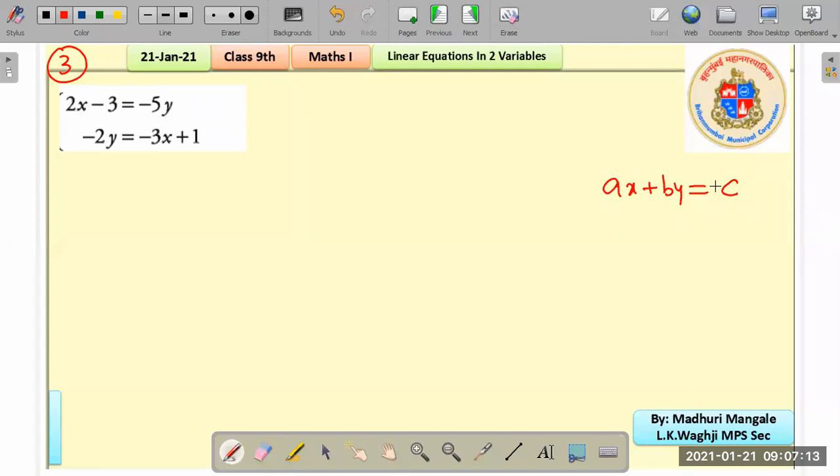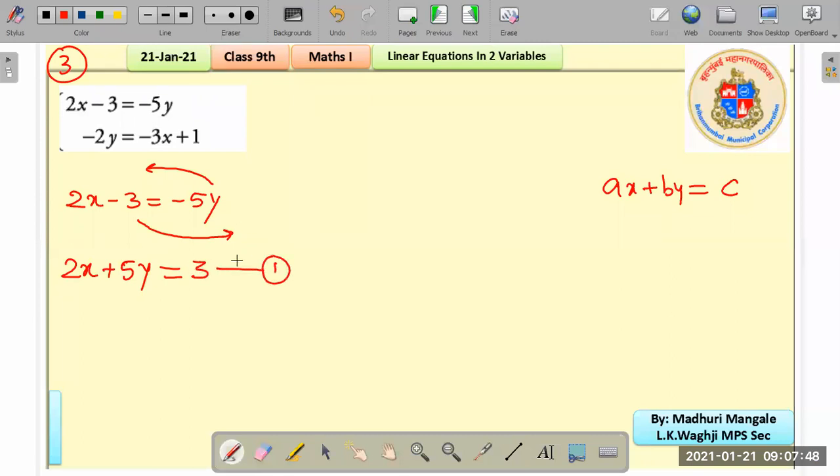So first equation, you can see, is 2x minus 3 equals minus 5y. The y term is here. We need to shift this y term to the other side. The constant is on the left. We have to shift the constant to the right side. So minus 5y shifts to the other side, it will become plus 5y equals to minus 3, which will shift to the other side, it will become plus 3. This is our first equation.